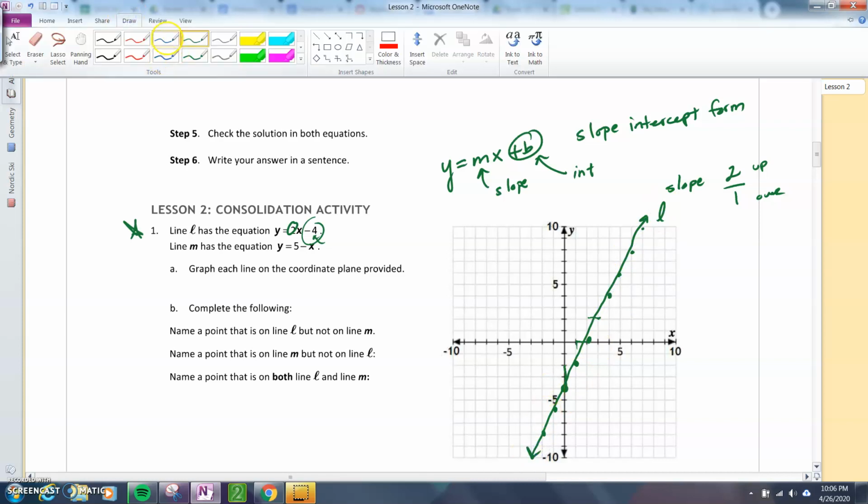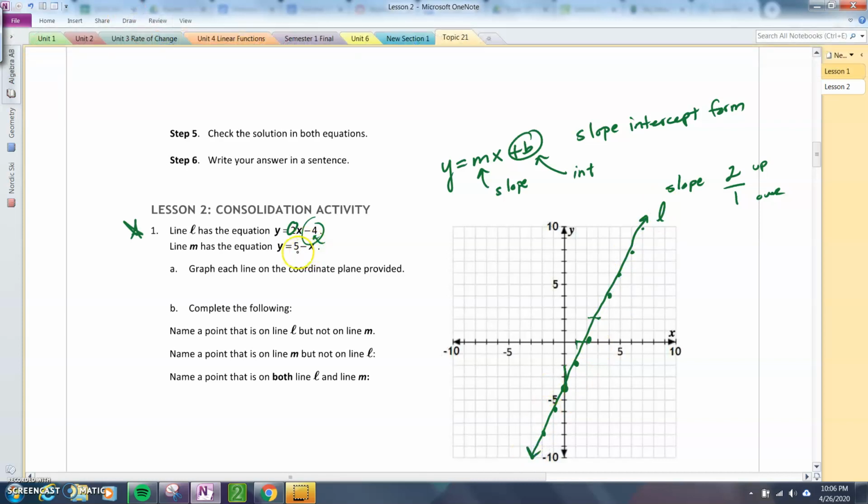Now let's do the same thing with this next equation. It's written a little differently, but I can rewrite this. This is a positive 5 here, and then we're subtracting an x. I can rewrite this as y equals negative x plus 5, because remember, subtraction is the same thing as adding a negative. Well, now I can see my y-intercept is at 5. And then what is the slope here?